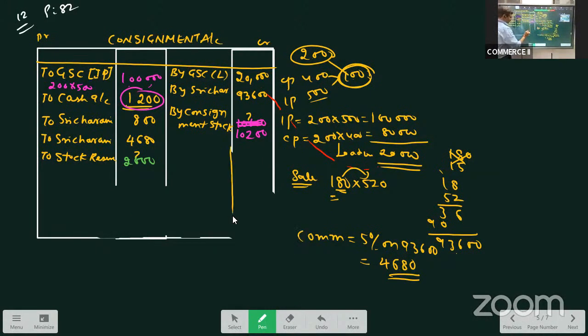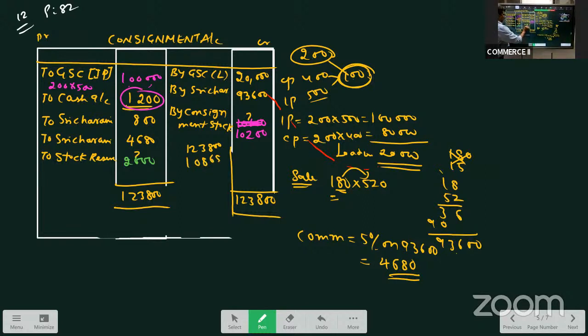Now let us check. See the total. 1,23,800. Then 1,02,000, 1,04,000, 1,08,680. So 15,120. This is the consignment profit. We will transfer it to P&L. Hope there is no confusion now.